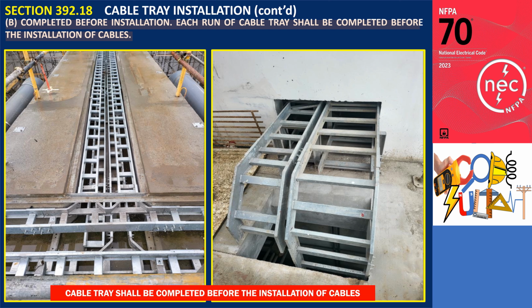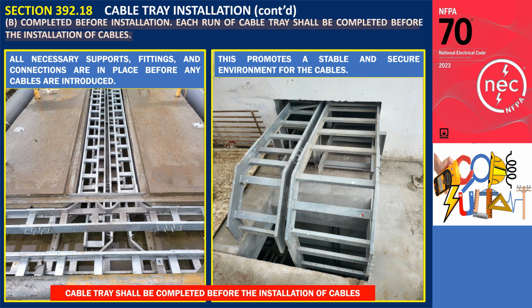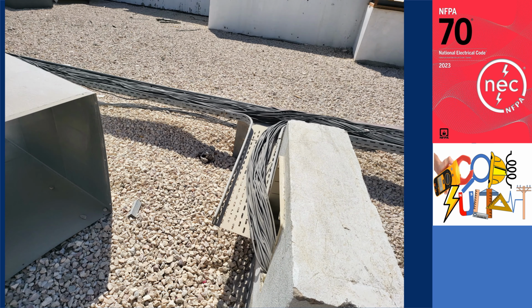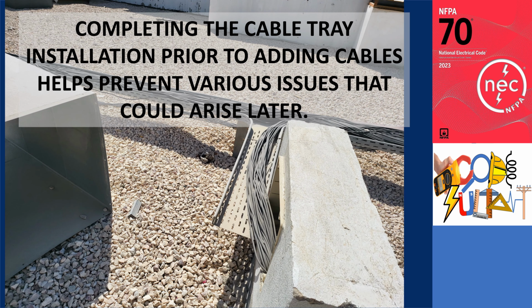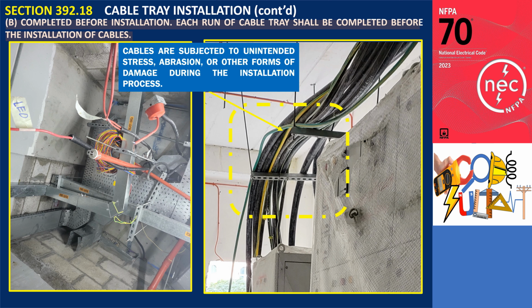Ensuring that the cable tray is completely installed means that all necessary supports, fittings, and connections are in place before any cables are introduced. This promotes a stable and secure environment for the cables. Completing the cable tray installation prior to adding cables helps prevent various issues that could arise later. For example, if cables are installed before the tray is complete, they may be subjected to unintended stress, abrasion, or other forms of damage during the installation process.